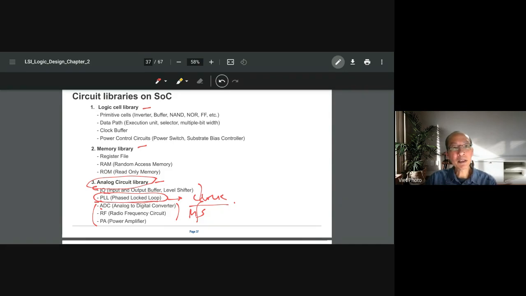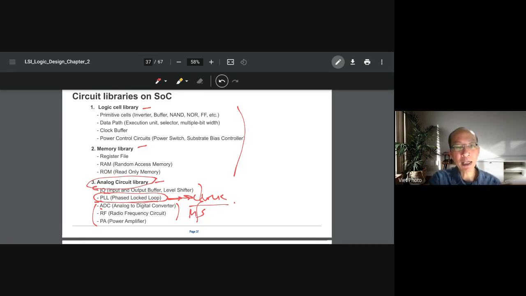Circuit library on SOC. Those things I think you can read by yourself, right? There's not much to talk about. It's just the analog circuit. In this one, you have only this PLL, which is an analog circuit, but we need that because this PLL will be used to generate the clock for our design. So that's why in our design, we will have the PLL.